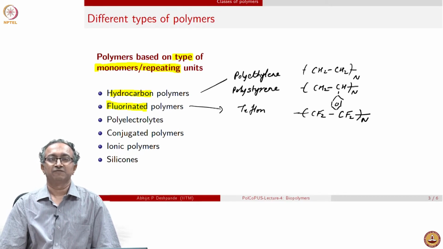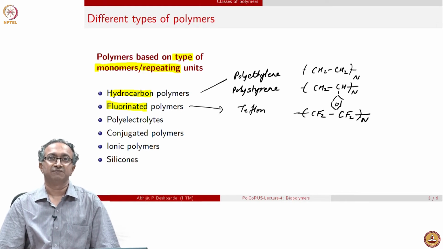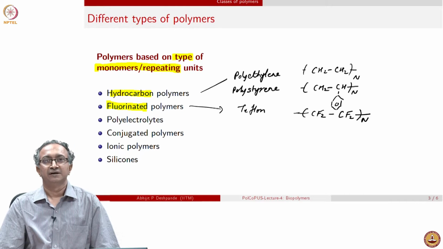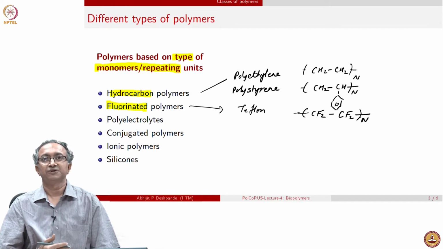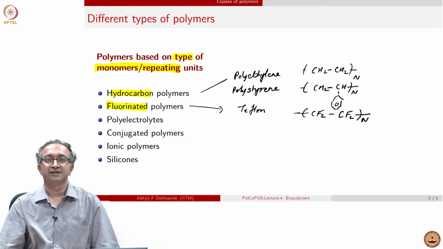So this is an example of a fluorinated polymer. There are several applications of these fluorinated polymers in terms of their physical and chemical stability. So they are used as coatings sometimes, like in the case of the kitchen. They are used as tubings whenever there is a possibility of corrosion, and if we need a very stable material, then some of these fluorinated polymers are used as tubing materials.